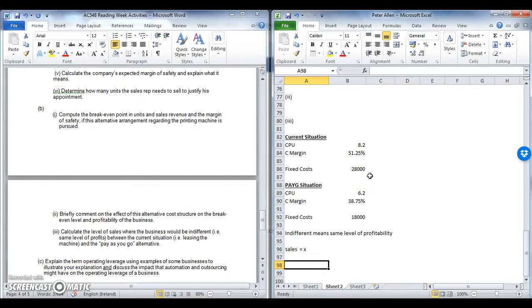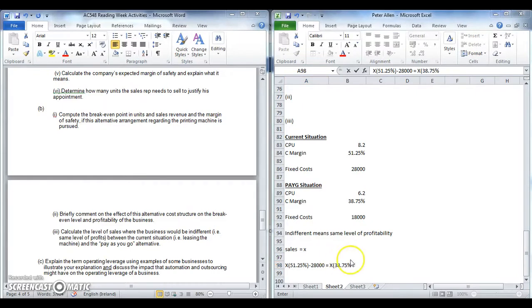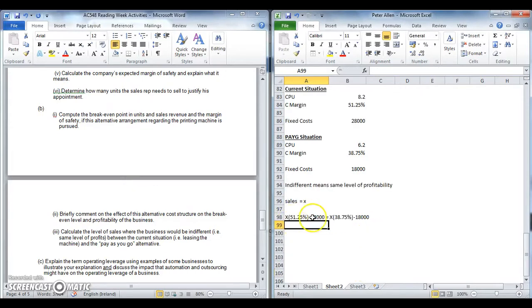So what you do, and you'll see it in the solution that's put up, is some type of sales times 51.25% minus your fixed cost, which is 28,000, will equal the same level of sales times 38.75% minus 18,000. So all you're doing is figuring out, if in the current situation I have this level of sales, I make a contribution of 51.25% and I take off my 28,000 fixed costs. If I do the pay as you go, I only make 38.75% on every sale, but I've also a lower fixed cost.